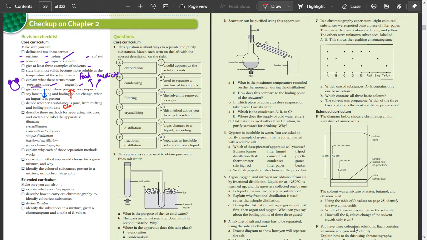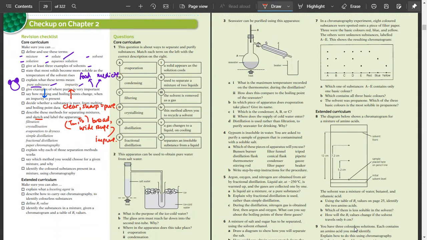So the key to look out for is, is it clear and is it sharp? That is a pure substance. If it's broad and over a wide range, like if the melting point or the boiling point is broad or has a wide range, then that is something that is impure. Describe these methods for separating mixtures.